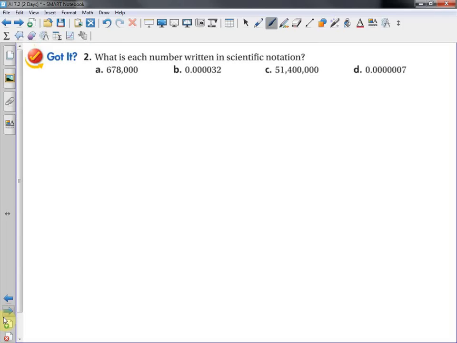All right, try these ones right here. If you need help, refer to the previous problem.